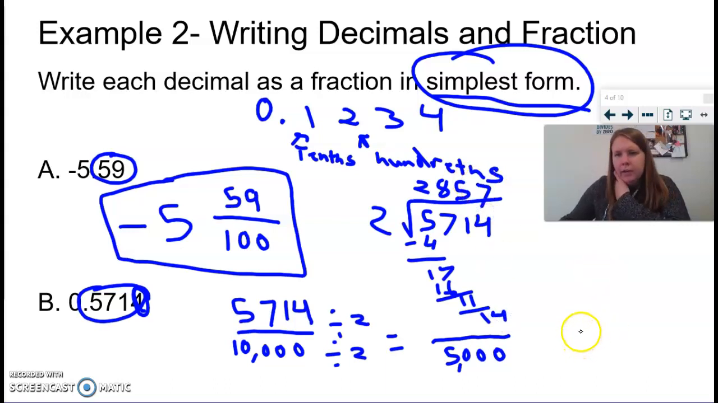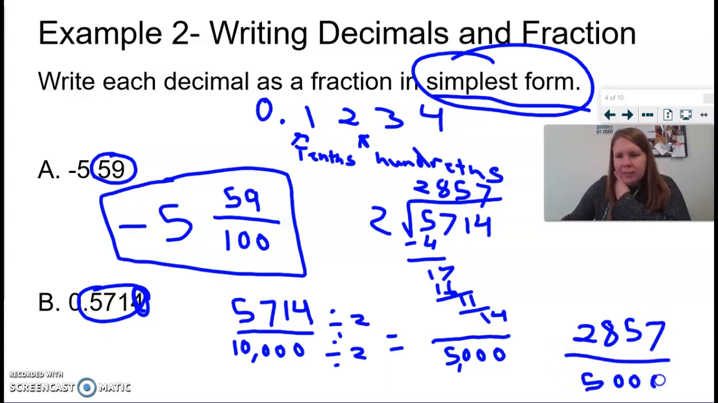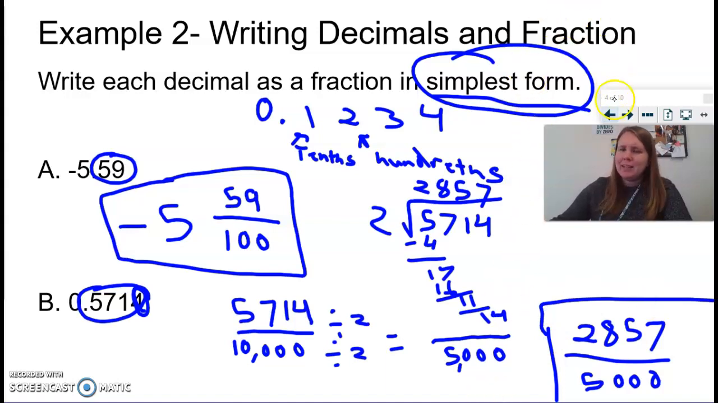All right, so then in theory you'd have 2,857 out of 5,000. And I think that's the furthest I can go now that I have something with an odd number afterwards. You can keep checking, but I'm pretty sure that's as far as simplified as I can go.